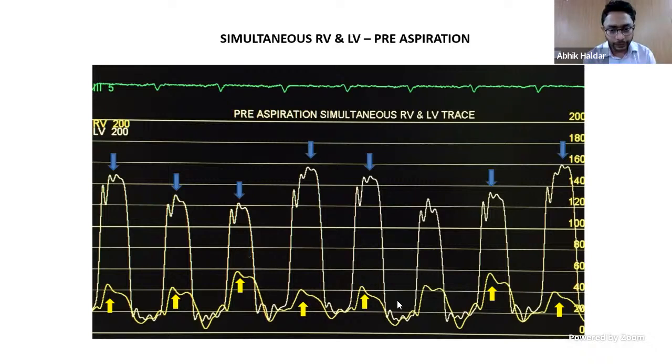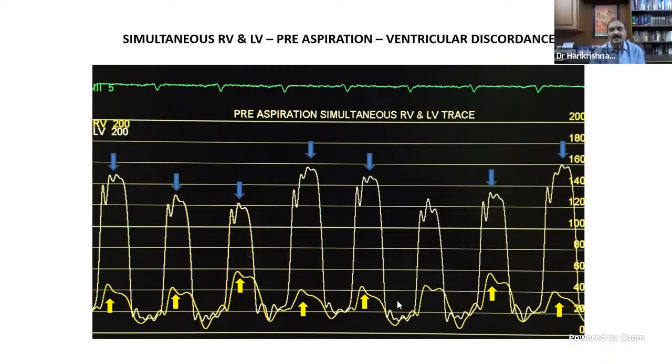In the third wave, sir, with inspiration, the RV pressure is increasing and simultaneously the LV pressure is decreasing. Okay. While the reverse is happening in the fourth. So what is this called? Ventricular discordance. It's called ventricular discordance.